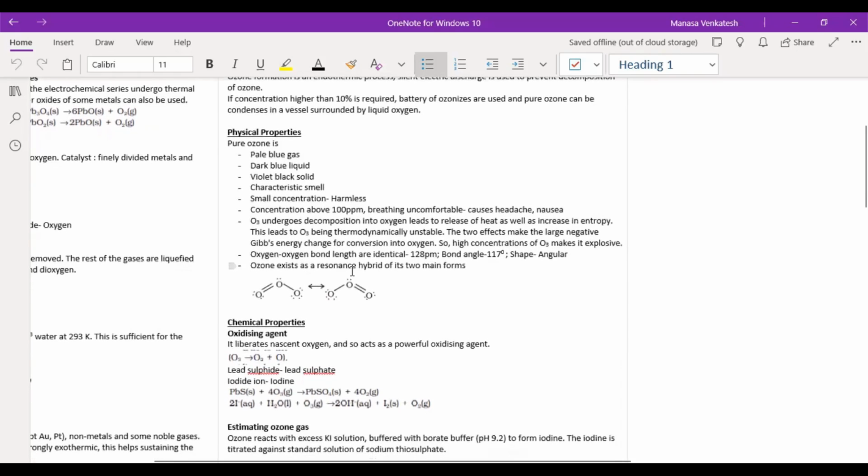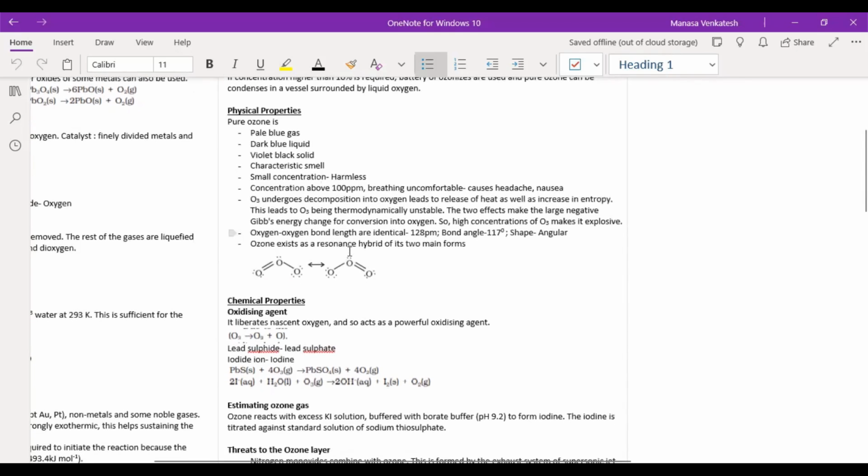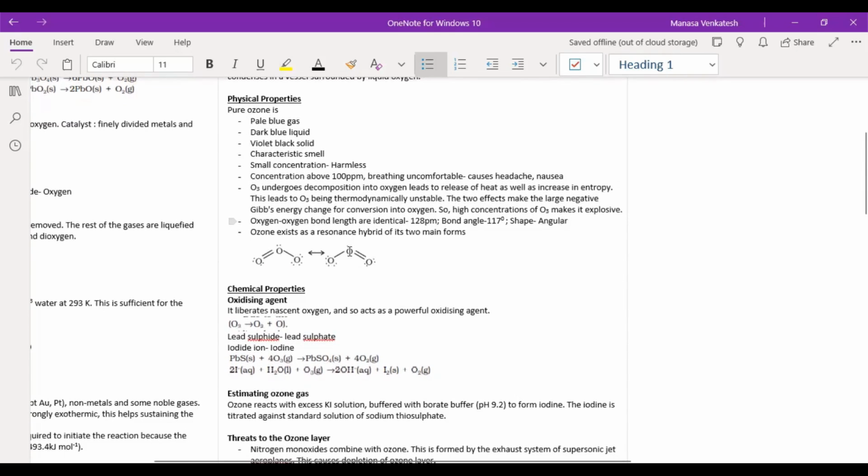And there are two effects which make the negative Gibbs energy large for the conversion into oxygen. So high concentrations of ozone actually make it explosive in nature. So there are two factors: thermodynamically unstable and large negative Gibbs energy change for conversion to oxygen. This in turn means that ozone at high concentrations is very explosive in nature.